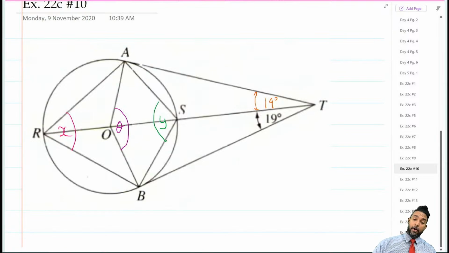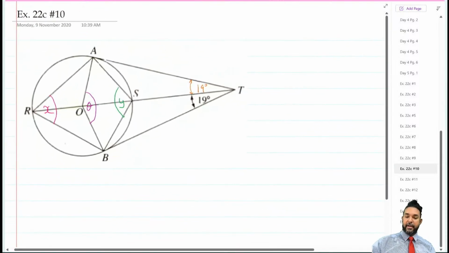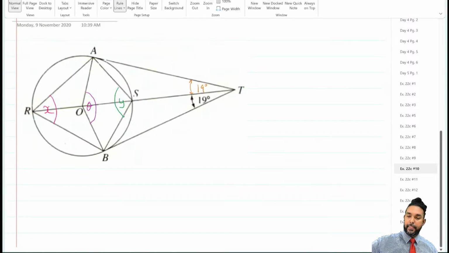All right, and then you could go the long way and find the remainder here and then find half of that to find y. But once you find x, you could subtract x from 180 to find y, because x and y are supplementary. All right, so let's start by finding, go ahead.